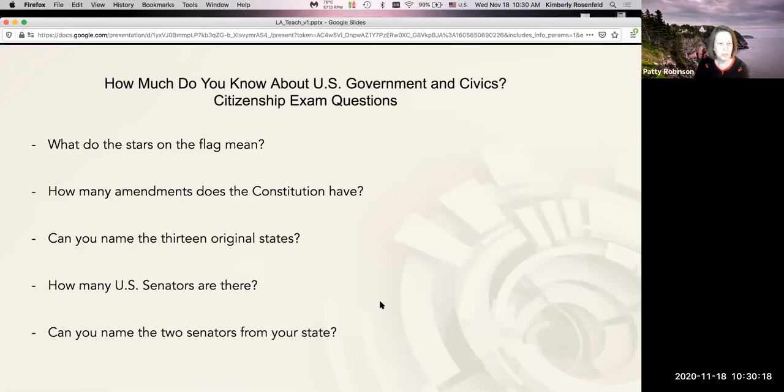All right, so let's go to the fifth question. Can you name the two senators from your state? But we actually have the question reworded here. Which of the following is a U.S. senator from California? Dianne Feinstein, Adam Schiff, or Kevin McCarthy?